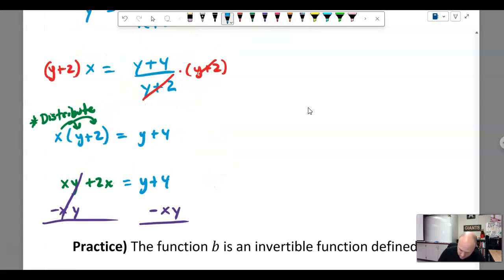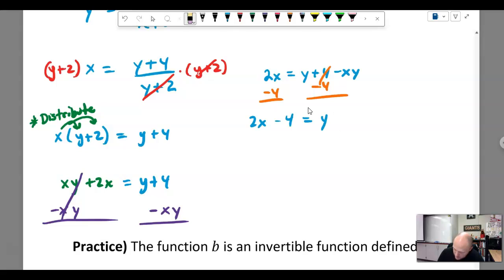Let's do this. So we now have 2x is equal to y plus 4 minus xy. And I'm going to take this 4 and move it over here. Here's what I'm trying to do: isolate my y's. Hopefully you see I have all y's on this side. To get y by itself, I'm going to use the greatest common factor. I'm going to factor out a y, and that leaves behind 1 minus x, 2x minus 4.